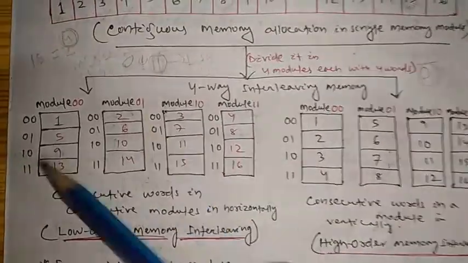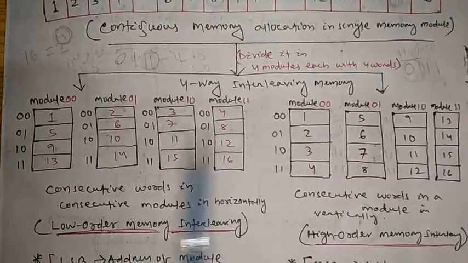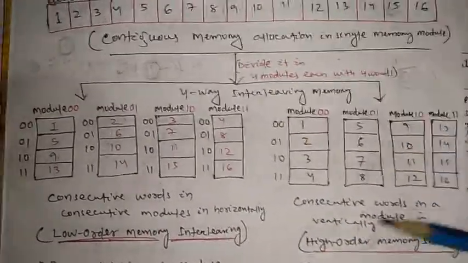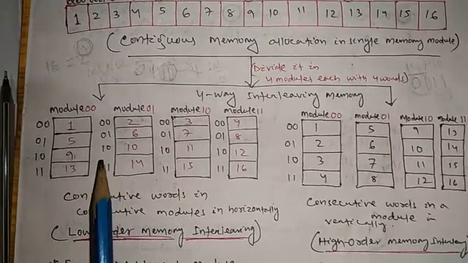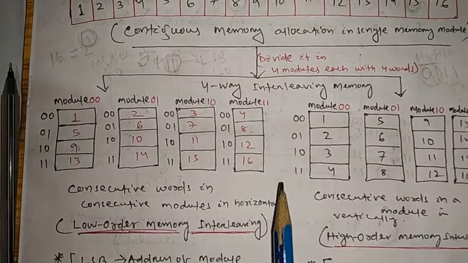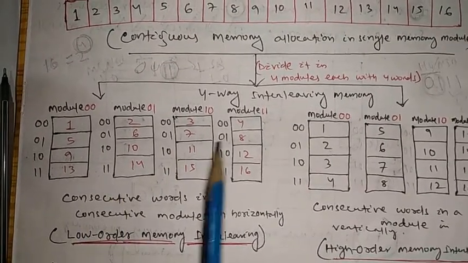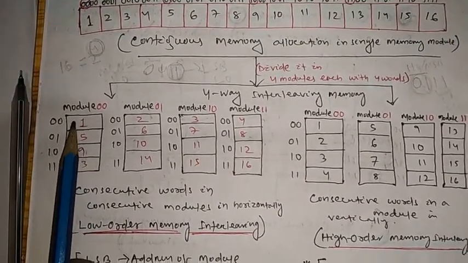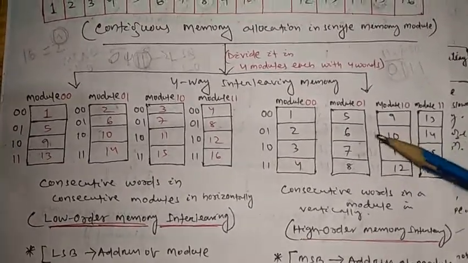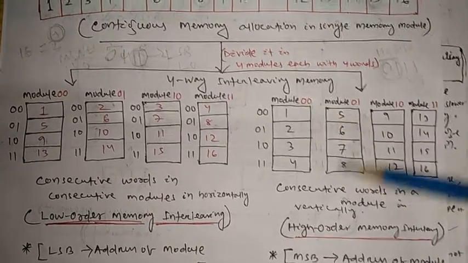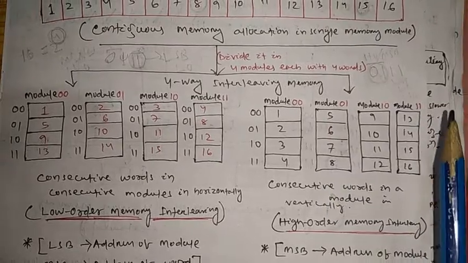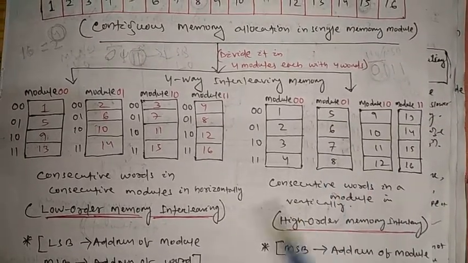In low order interleaving, data are stored in a horizontal manner, but in high order interleaving, data are stored in what? Vertically. So when the CPU wants to access multiple words or a block of words, it will use what? Low order memory interleaving. Means at a time it can access 1, 2, 3, 4 simultaneously. But in high order interleaving, data are stored vertically, so it cannot access multiple words at a time because data are stored in a sequential manner.